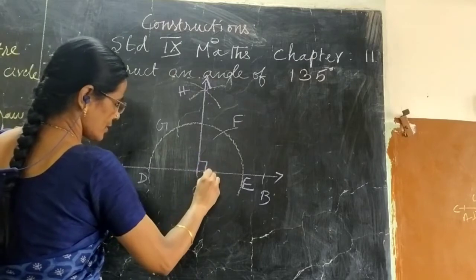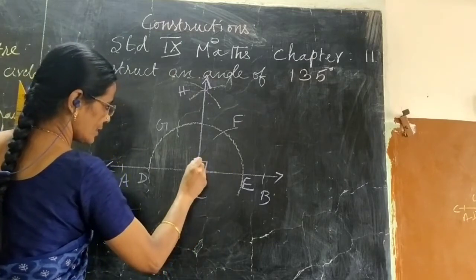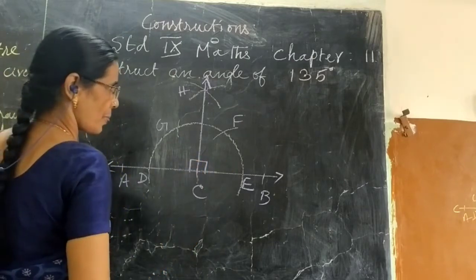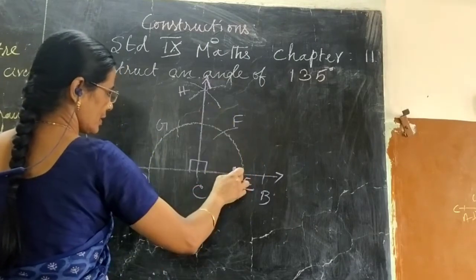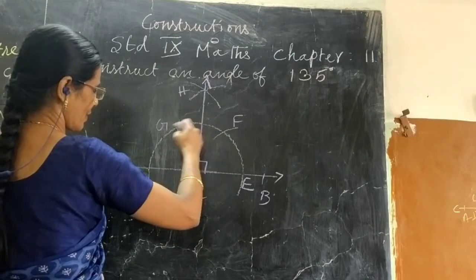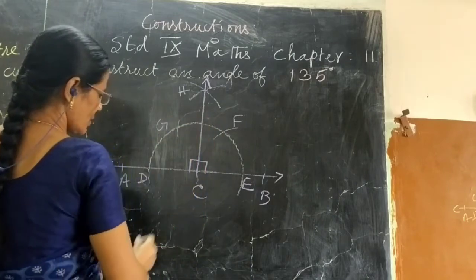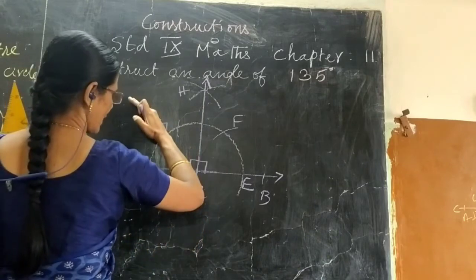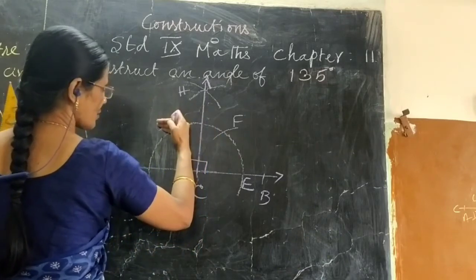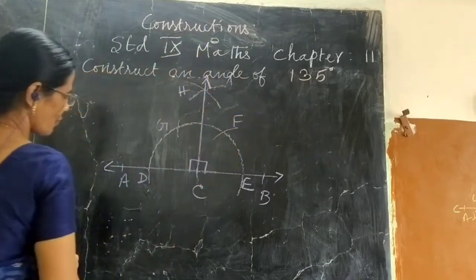We know this is 90 degree. Similarly, this is also 90 degree. We want 135. So it is 90 plus 45 we are going to construct. So this 90 we are going to bisect. We will get 45 here. So this 90 plus 45 will give us 135.